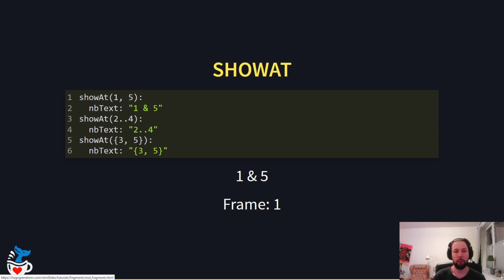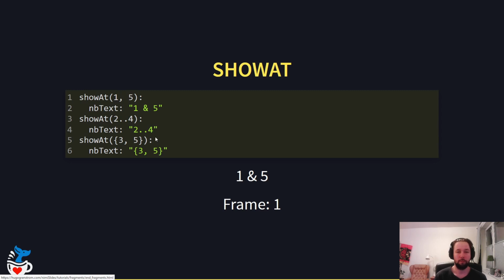And now, show at. I said that you can pass in both discrete integers, but also ranges. For example, and you can also combine them. Like in this example, we only want to show this string on frame 1 and 5, the first and the last one. We want to show this string on frame 2 up and until frame 4. And we will want to show this one on frame 3 and 5.